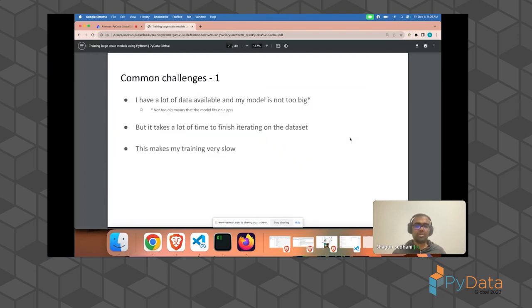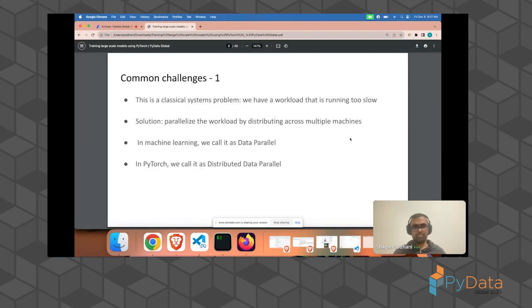Okay, so what are some of the common challenges that we come across? The first challenge is that I have got a lot of data available, but my model is not too big. When we say my model is not too big, it basically means that the model can fit on a single GPU. I've got data, I've got a model that fits on a GPU, but it takes a lot of time to finish iterating on the dataset, or it takes a lot of time to train the model on this dataset. So this is one of the common challenges.